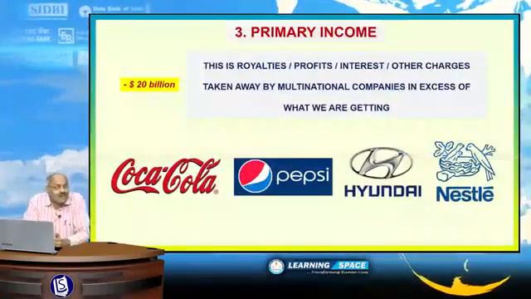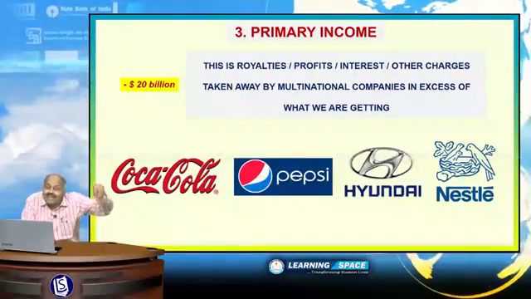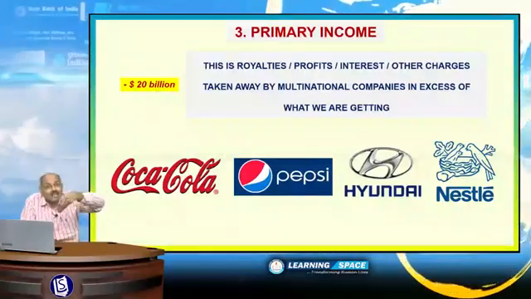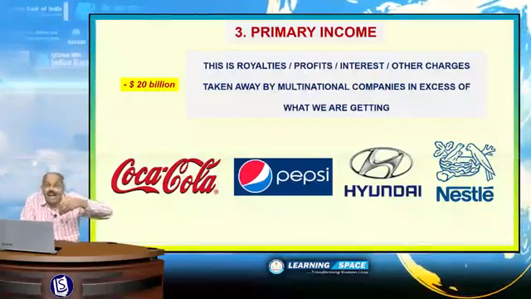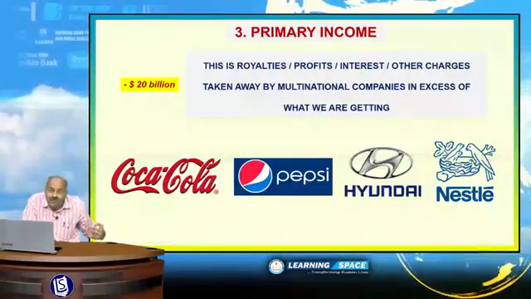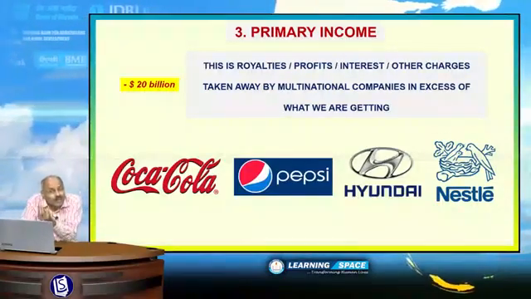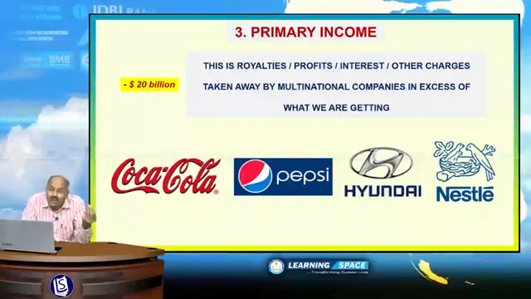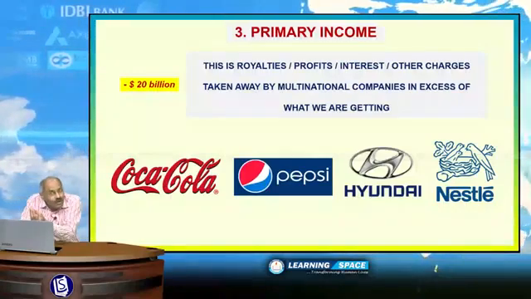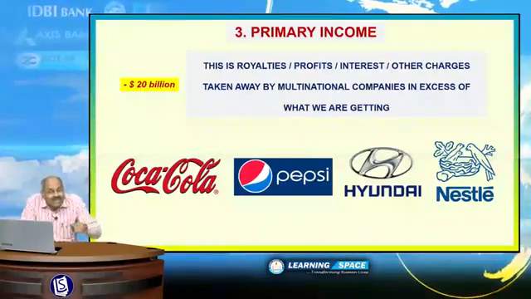If you look at the primary income, what is primary income? Primary income is the income that multinational companies take away as royalties, intellectual property rights, profits, other charges. All of you are well aware, day in and day out we are drinking Coca-Cola, Pepsi. We are using cars made by Hyundai. We are using cars made by Volkswagen. We are using Nestle products. All of you are well aware about Maggi noodles. So, these are all multinational companies.